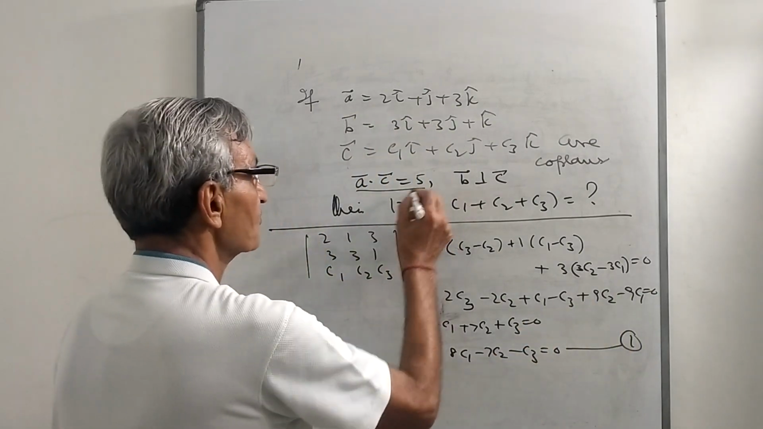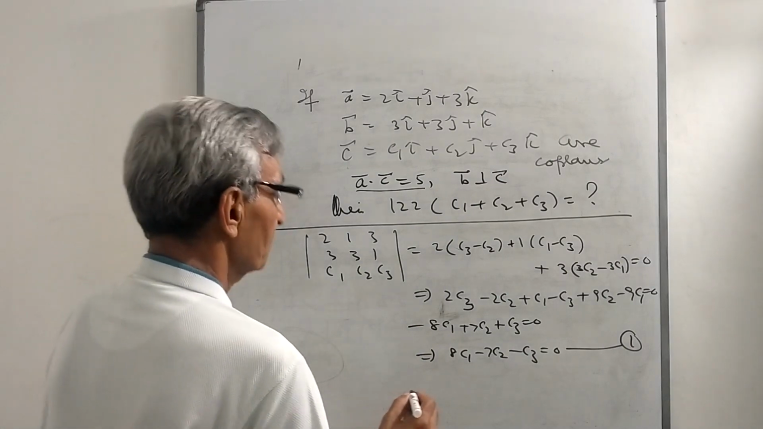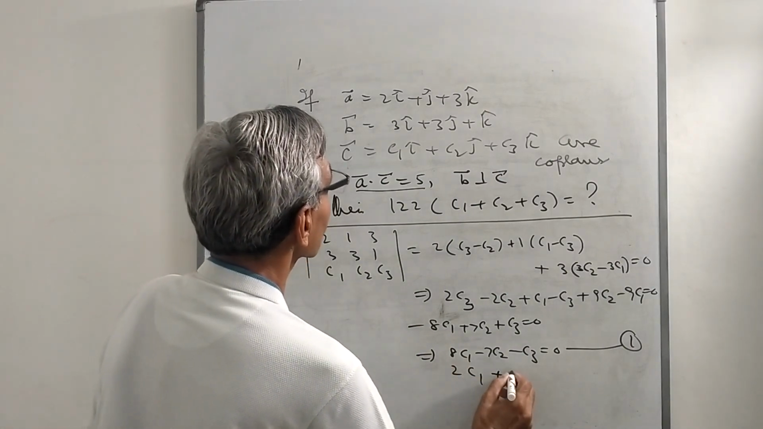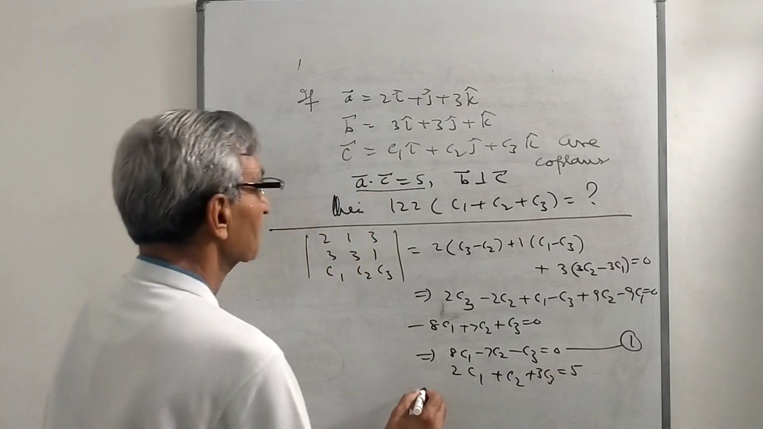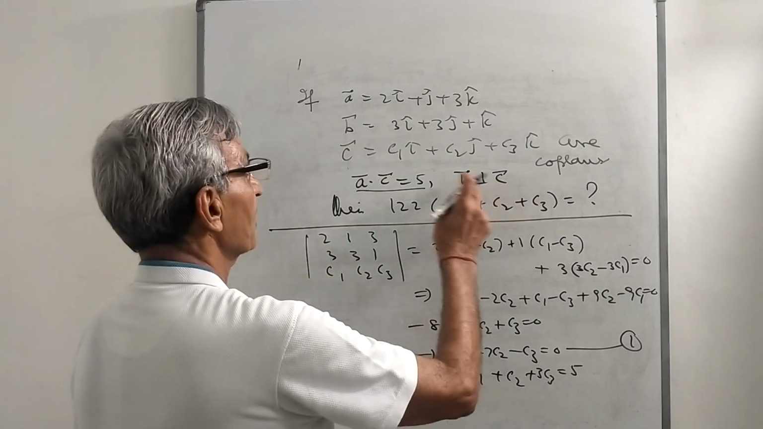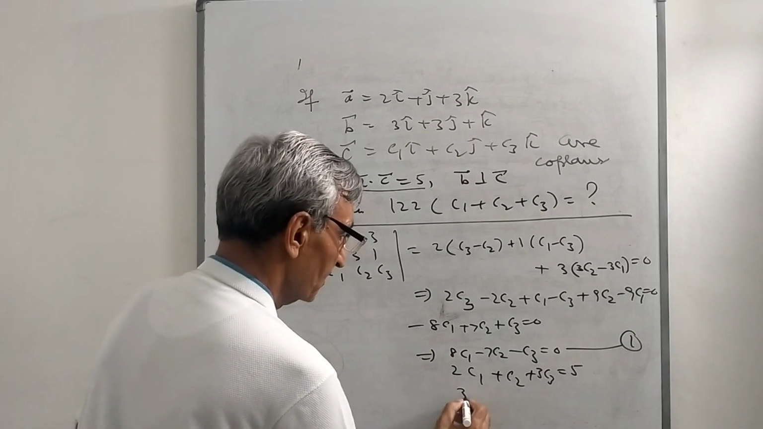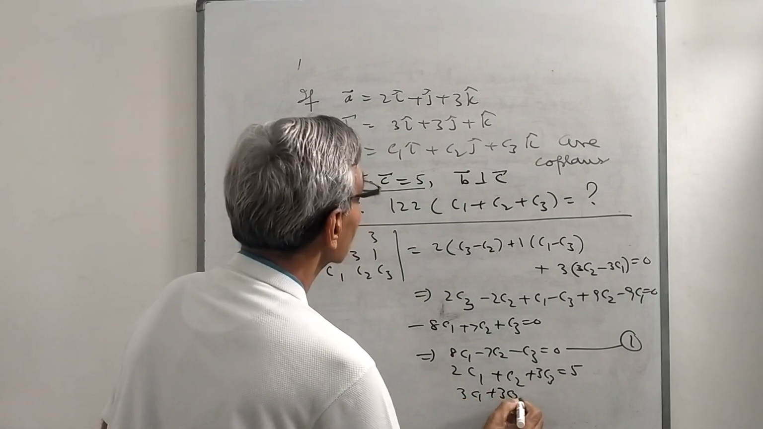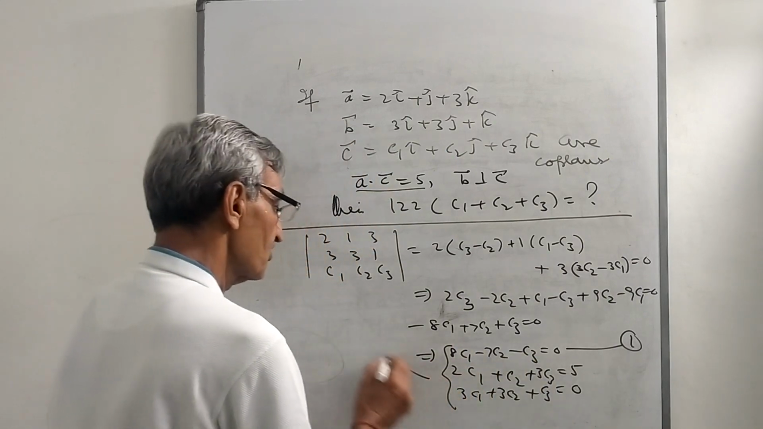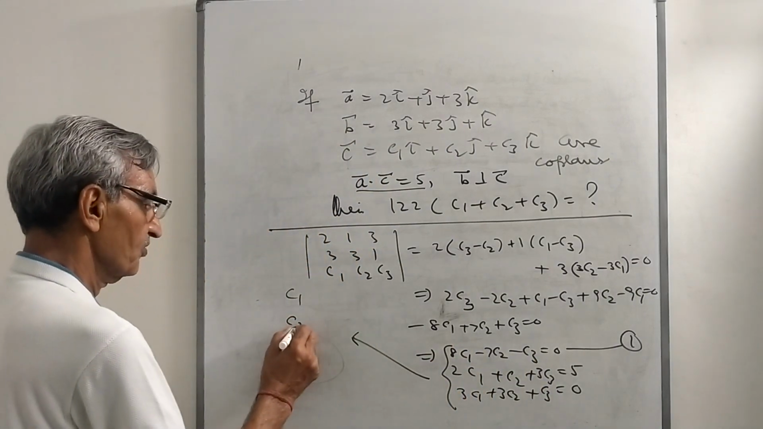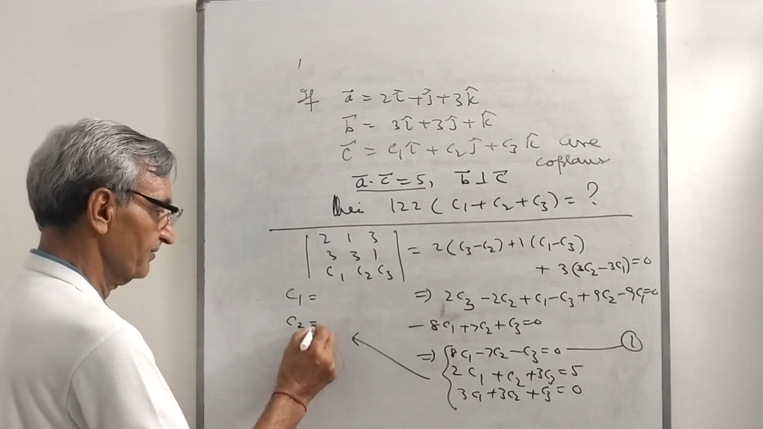Second equation, A dot C is equal to 5. A dot C means 2C1 plus C2 plus 3C3 is equal to 5. And the third equation: B is perpendicular, therefore the dot product 3C1 plus 3C2 plus C3 is equal to 0. Well, friend, solve for C1, C2 and C3.